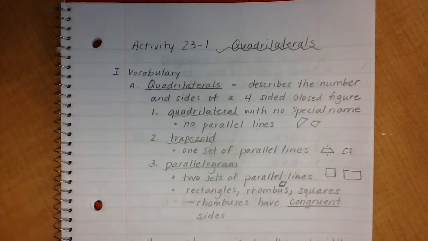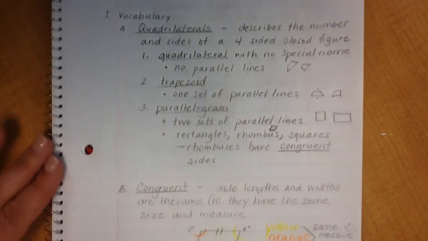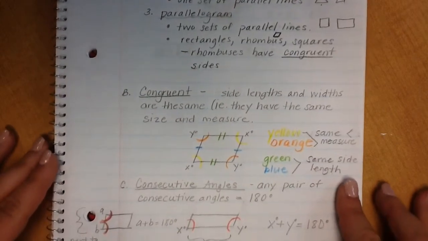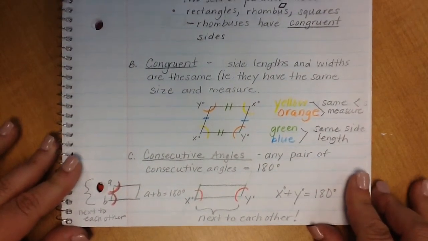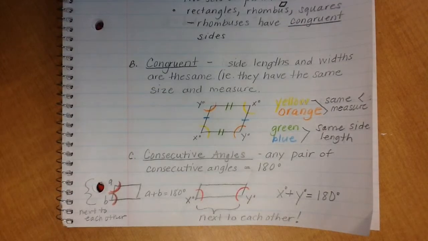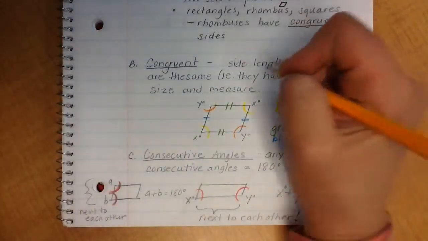Okay, if you didn't get those notes so far, don't worry. Go ahead and skip down on your page a little bit, or just wait and catch up with the rest of the notes at home. I want to explain congruent with a little bit more detail. Congruent is when the side lengths and the widths are the same. In other words, they have the same size and measure.